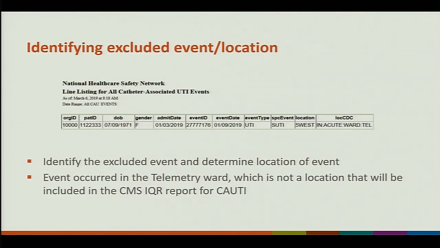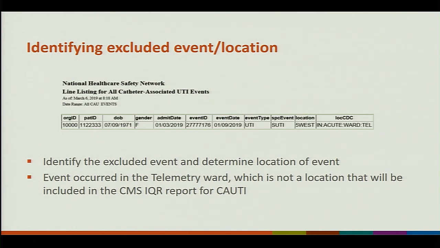So specifically for CAUTI, there are no numerator exclusions that I needed to look up in the protocol that would exclude this event. However, like I mentioned earlier, CMS reports include data from specific units. Keeping this in mind, I modified the line list to include the LOC_CDC or CDC location variable. As you can see, this event occurred in a telemetry ward. Telemetry units are not included in the data sent to CMS for CLABSI and CAUTI.